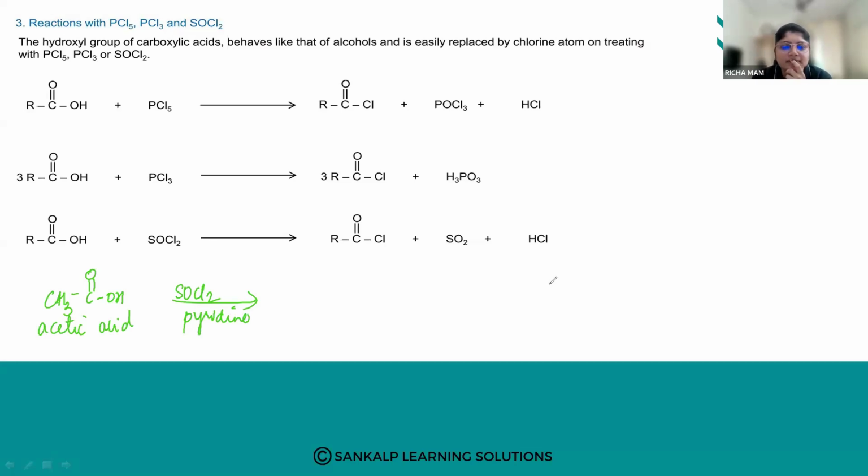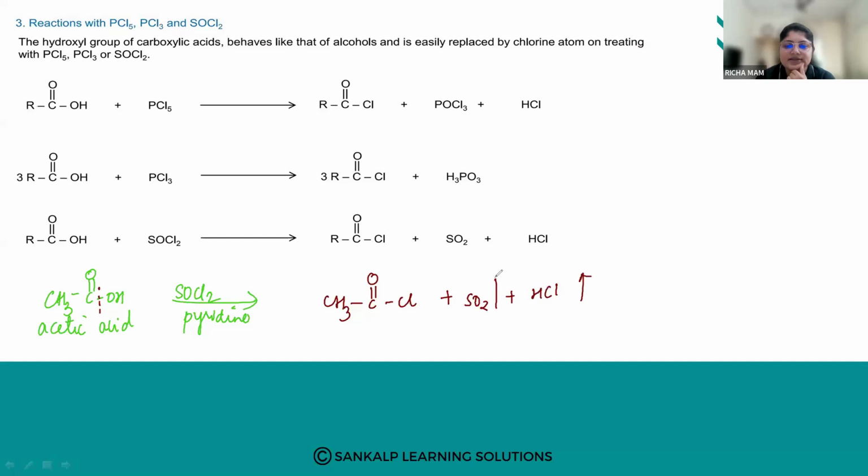What will be my product, students? Thionyl chloride, acetic acid in the presence of. So what will happen? Only your OH group. So you'll get CH3, C double bond O, Cl. Your OH group will be replaced by Cl, plus SO2 gas and HCl gas will be liberated.